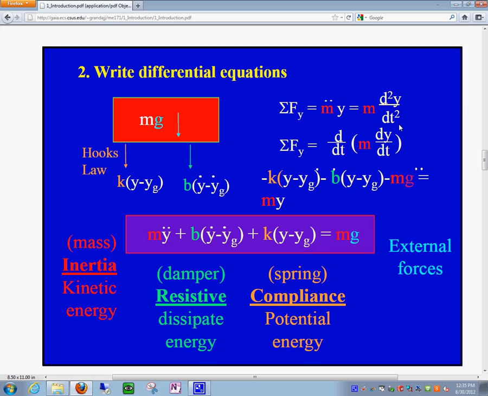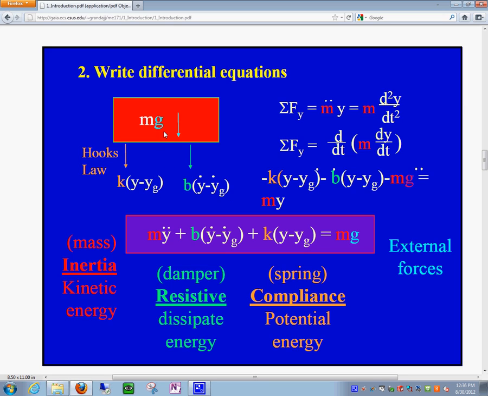So if we look at the forces in here, the weight, of course, is one of them. If we move this mass a little bit up in the positive direction from the equilibrium position, you will see that we generate opposing forces. One is k times (y minus y of the ground), and the other is the damping force, which would be b times (the velocity of the mass minus the velocity of the ground).